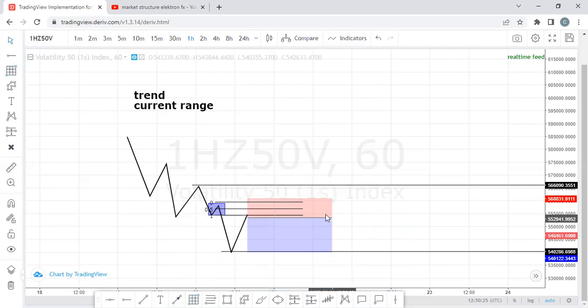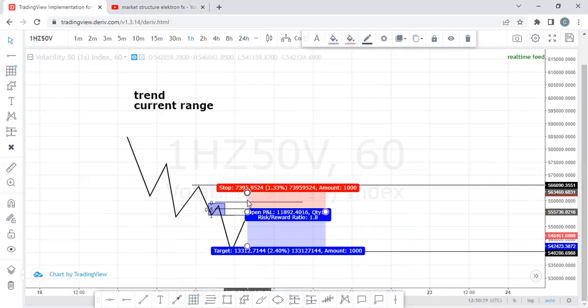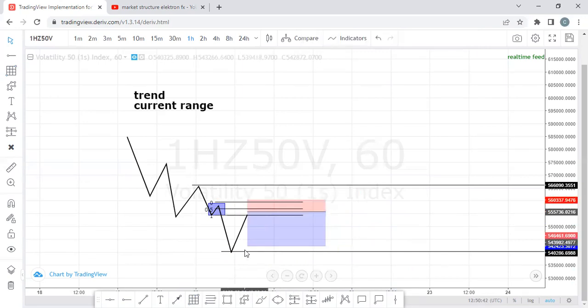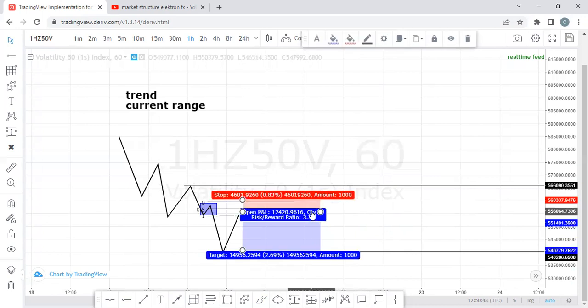Just 50%, you place your sell limit at the 50%, where your stop loss is still above the candle, and then you're targeting where? Down, right? So that is how to trade it.